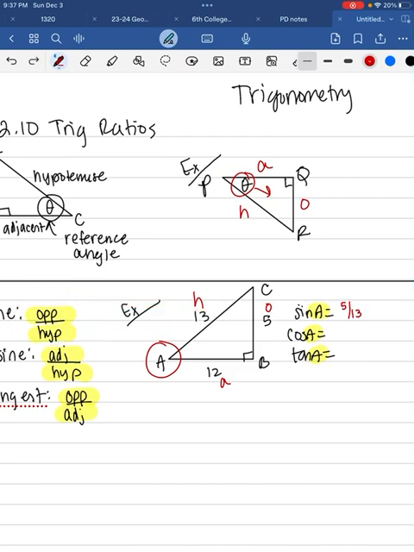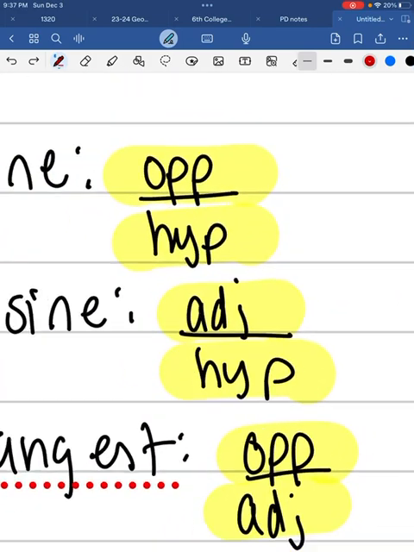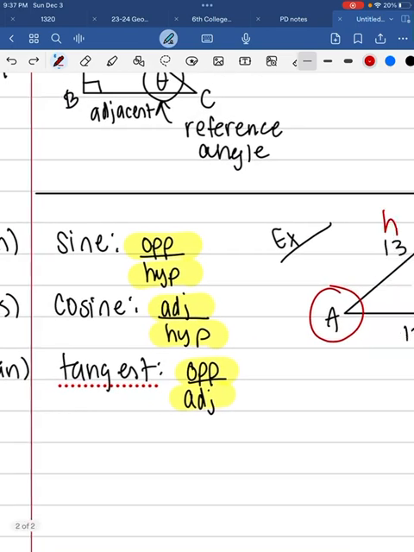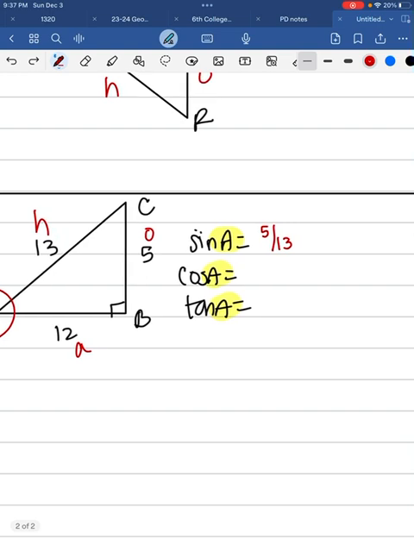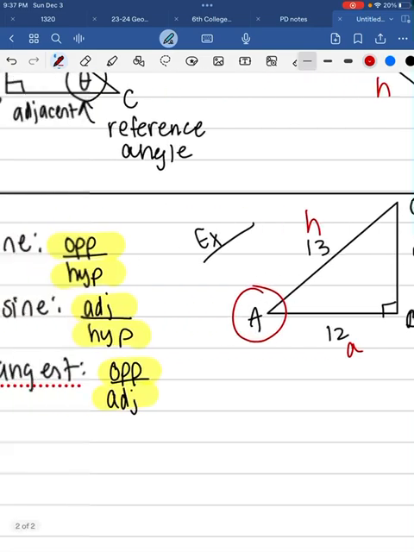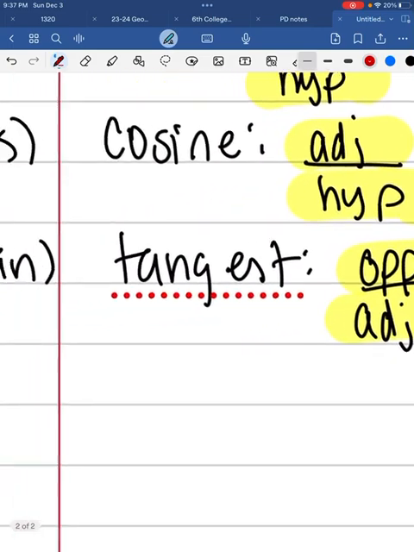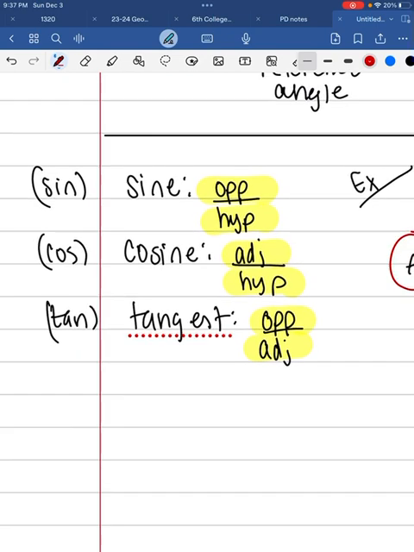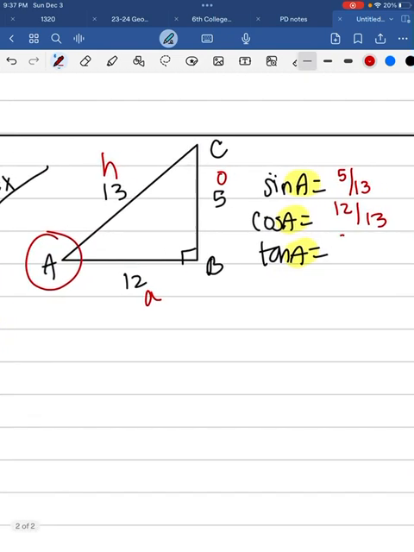For the cosine, we do adjacent over hypotenuse: adjacent on top, hypotenuse on the bottom. So we'll go back to our triangle. Adjacent on top, 12. Hypotenuse on the bottom, 13. If they simplify, you want to simplify them, but these don't simplify, so they are fine as is. And then tangent, we have opposite over adjacent, so O over A. O is 5. A is 12. Again, that is simplified. And so those are our answers. Those are the ratios that we have.